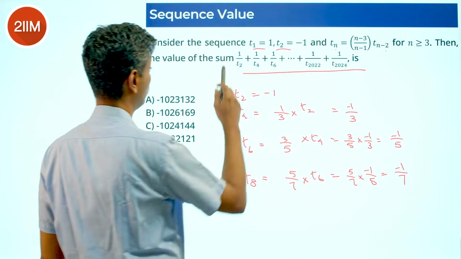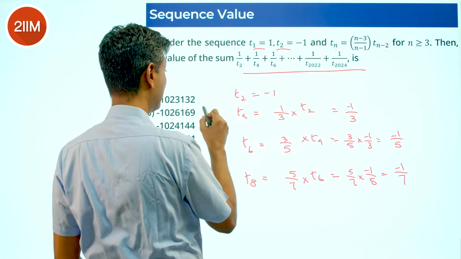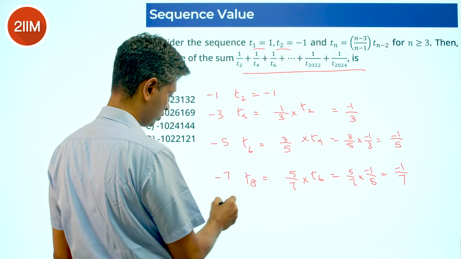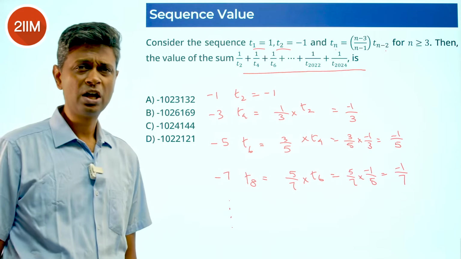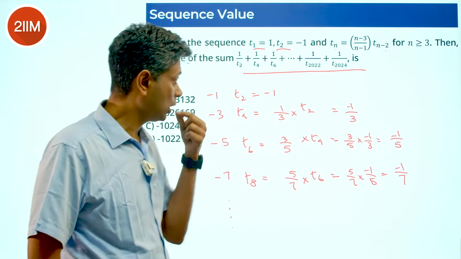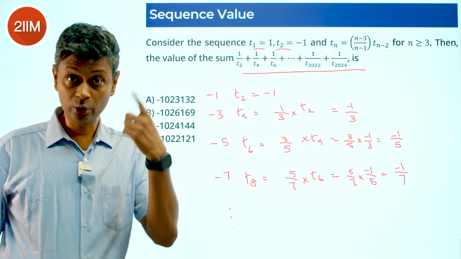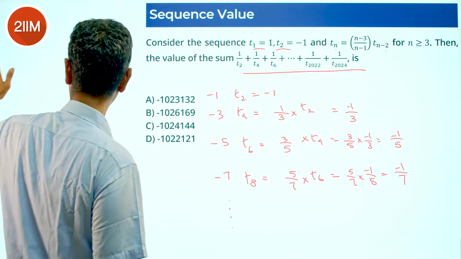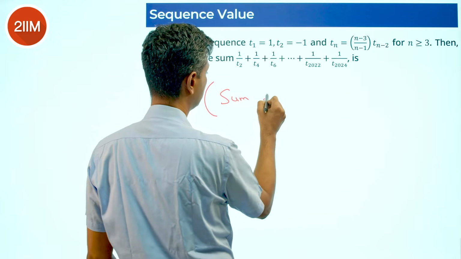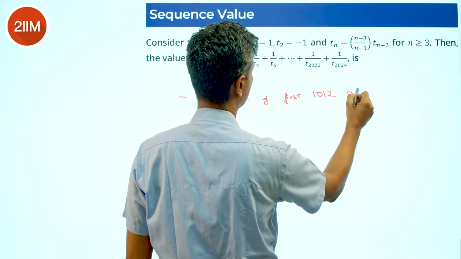This question asks us to find 1 by T2, 1 by T4, 1 by T6, 1 by T8, all of this even better. This is minus 1, minus 3, minus 5, minus 7 and so on. Sum of all odd numbers but with a negative attached to it. Right? So how many terms are there? 2024 is 1012 into 2. So this question quite beautifully is minus of sum of first 1012 odd numbers.